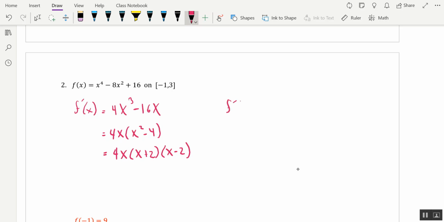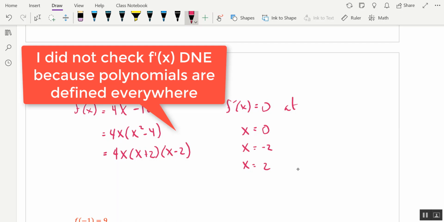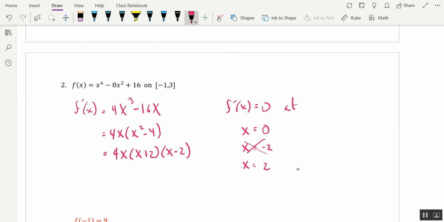So f prime of x equals 0 at x equals 0, x equals -2, and x equals 2. Those are all critical numbers. However, -2 is not in the interval from -1 to 3, so we don't have to worry about that. So we just have to worry about these two critical numbers and the two endpoints, -1 and 3.